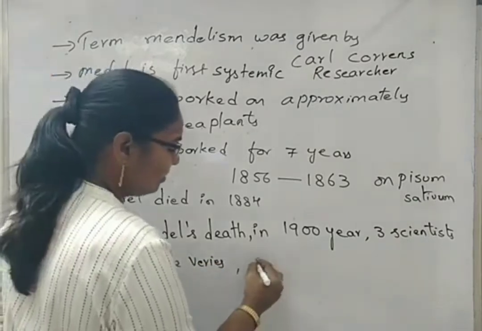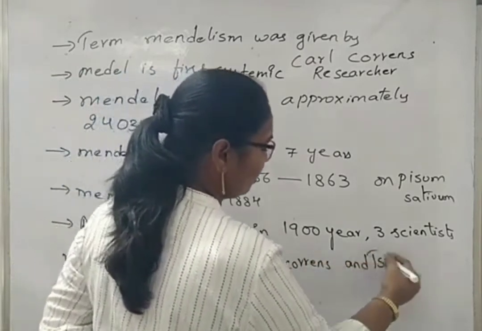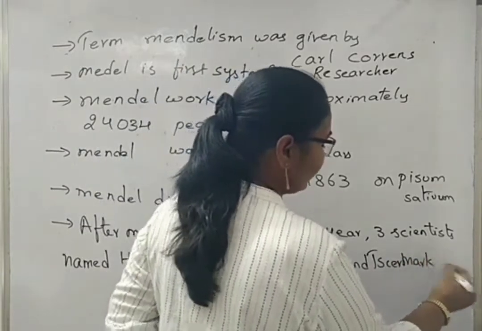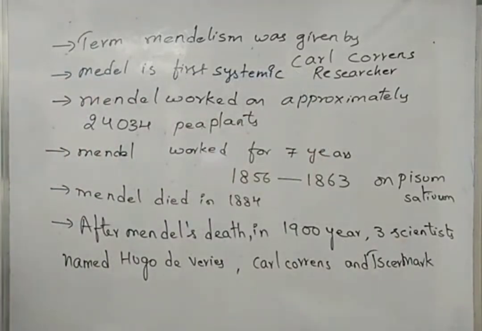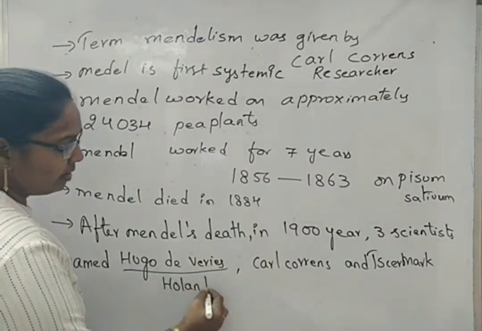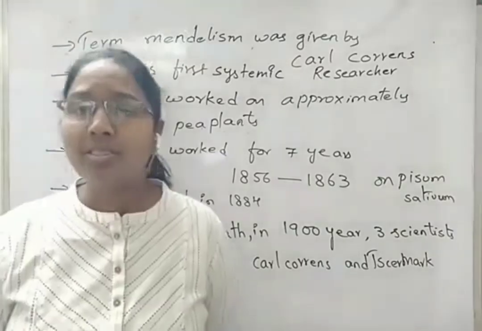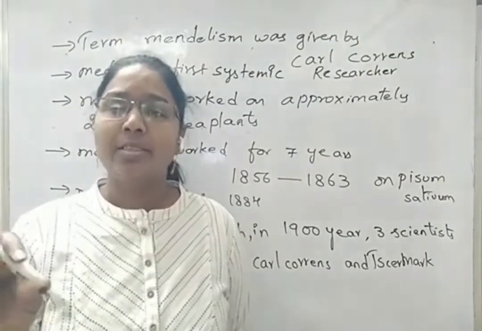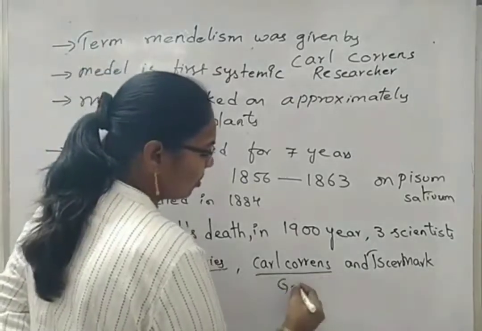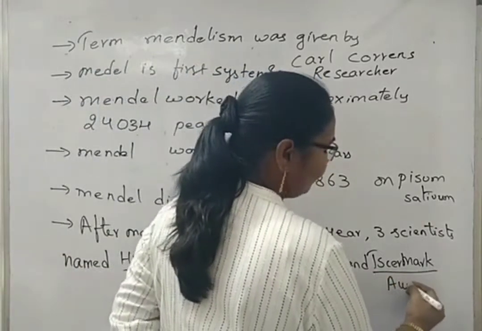Next, Karl Korenz and Schermark. These 3 scientists worked on Mendel's work and his contributions. Now, Hugo de Vries belonged to Holland. What is the necessity of studying their location? This is because if we get match-the-following type questions, then we must be able to answer. Korenz belongs to Germany. Schermark belongs to Austria.